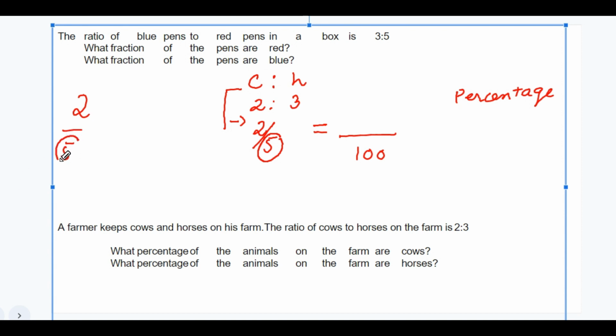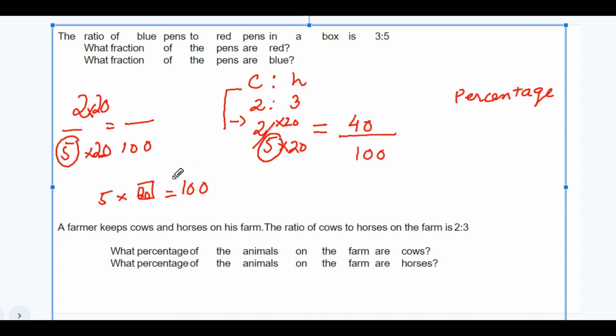So when you need to change your denominator and I want to make it equal to 100, what should I do? That means 5 times what number gives you 100? That means 100 divided by 5 is 20. So 5 times 20 will give you 100. But remember, the same thing you need to do on the top. So the same thing I am now doing over here: 5 times 20 and 2 times 20. Look, 5 times 20 gives you 100 and 2 times 20 gives you 40. Understand? 40 by 100 is now equal to 40%.